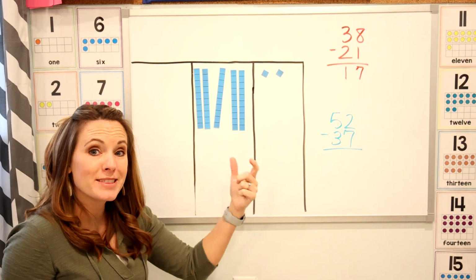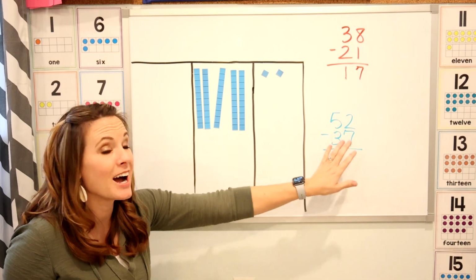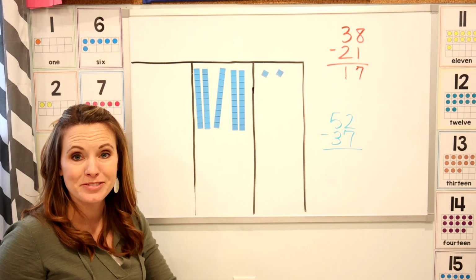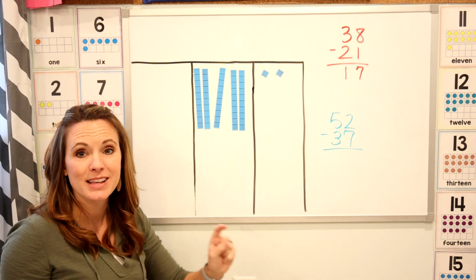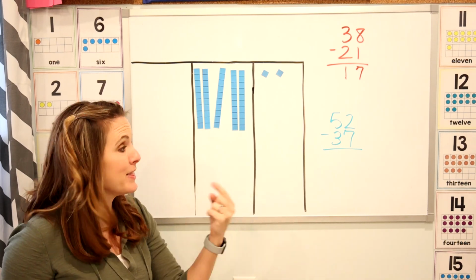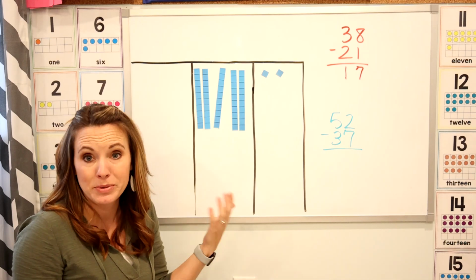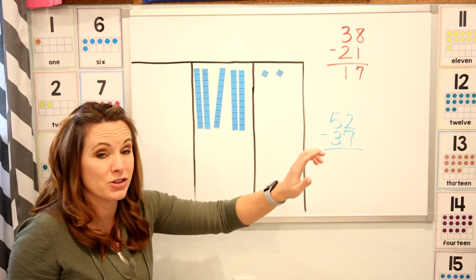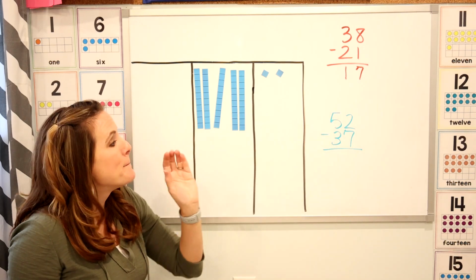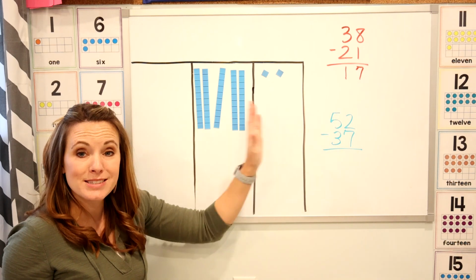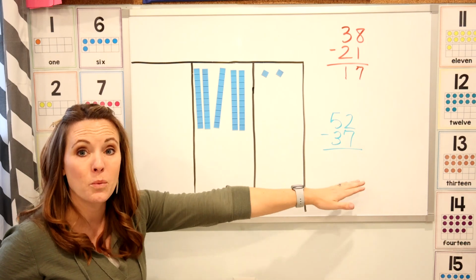When I'm previewing this problem, I'm seeing I don't have enough. Now again, that's some language I want us to take away from this. I don't have enough. Not that I can't do it. I can. It'll be a negative number if I were to try to subtract just 7 from 2. But I don't have enough ones to subtract 7 ones.